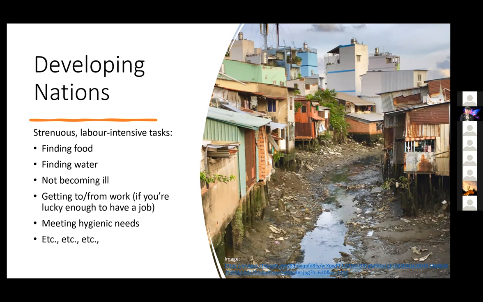Some of the things right now that are taking priority in these nations are super strenuous and labor intensive tasks, things like finding food, finding water, not becoming ill from said food and water, getting to and from work if you have a job, if not, then trying to find a job, hygienic needs, sanitation, sewage disposal, these kinds of things. And it's just a big giant pile of things that these people in these communities have to deal with that we don't even really think about per se on a daily basis.